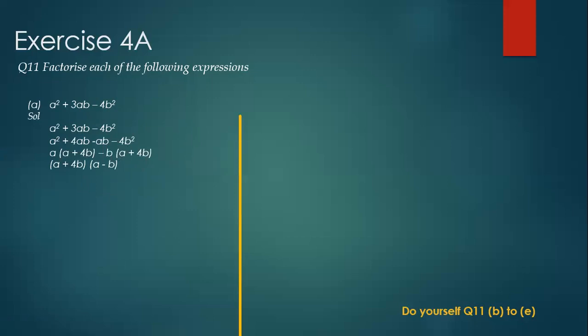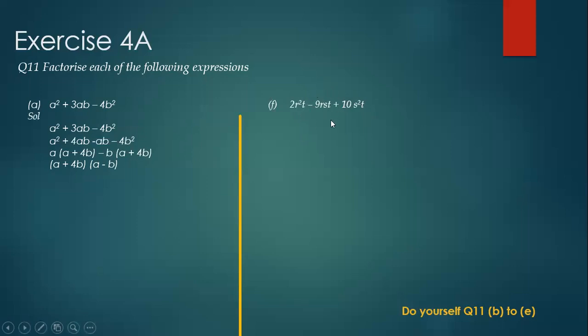Let's see the last part, which is f. Here we have got 2r squared t minus 9rst plus 10s squared t. So if you multiply 2 with plus 10, you're going to get plus 20. So you're going to break minus 9 in such a way that when you multiply the two numbers, you get plus 20, and when you add or subtract, you should get minus 9.